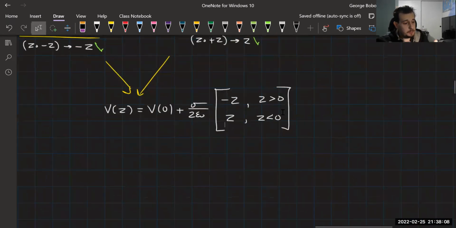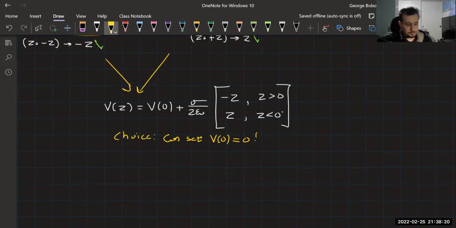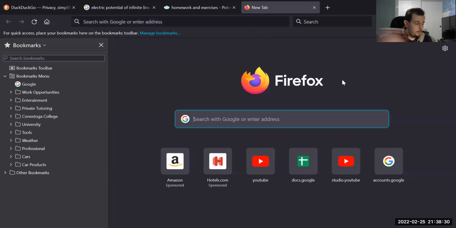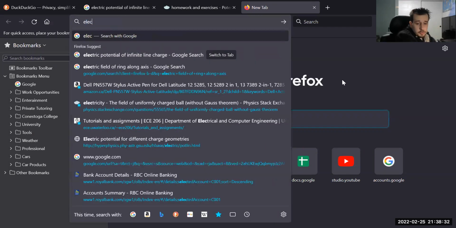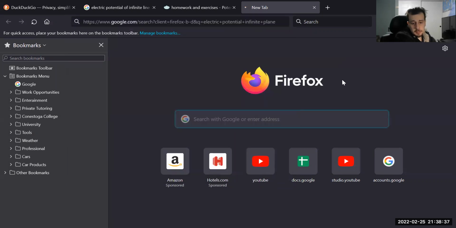And again, you have the choice to set that reference potential to 0. That's up to you. So it is a function of z, as you expect. It is a linear function. And to prove it, before you go, let me look up the electric potential of an infinite plane.